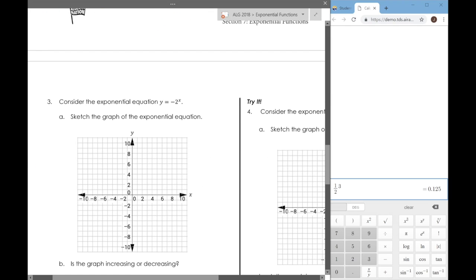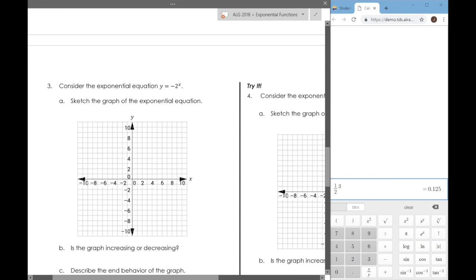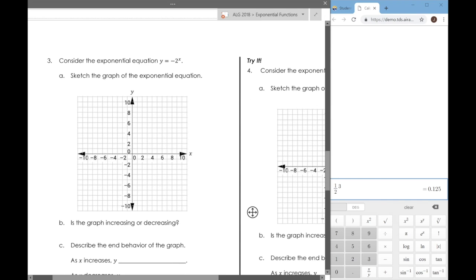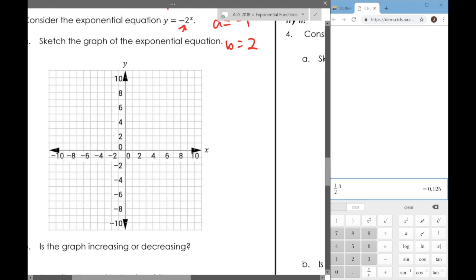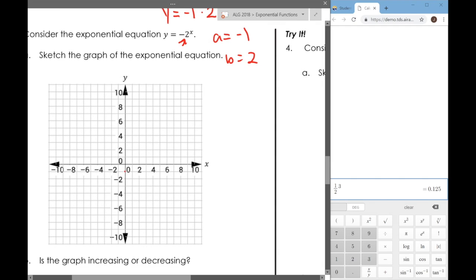Number 3 says consider the exponential function or exponential equation y equals -2^x. Sketch the graph of the exponential function. So on this one, we have a -2^x. So this one, your y is going to equal, this one is actually different. It's going to be -1 times 2 to the power of x. So your a this time is -1. Your b is 2. So your common ratio is 2. All right, so therefore your y-intercept is going to be -1.